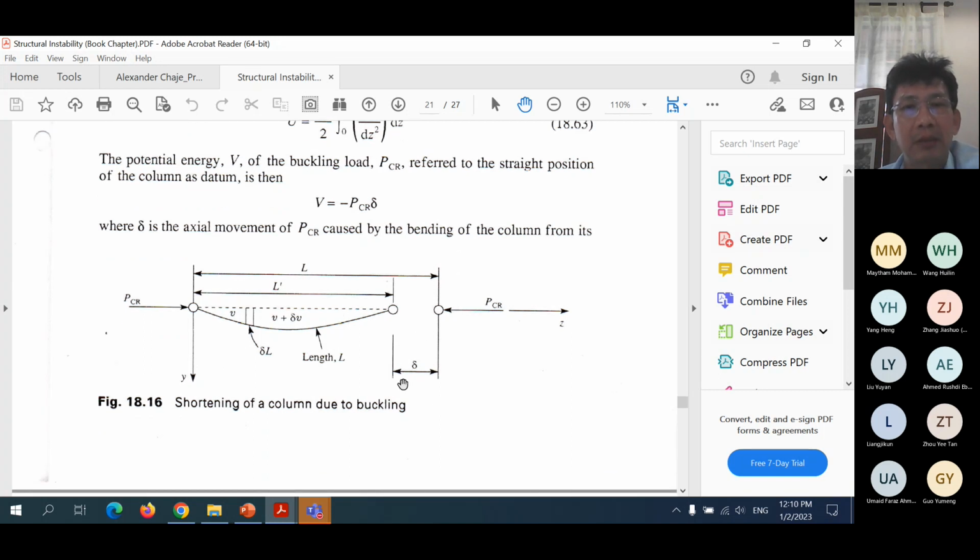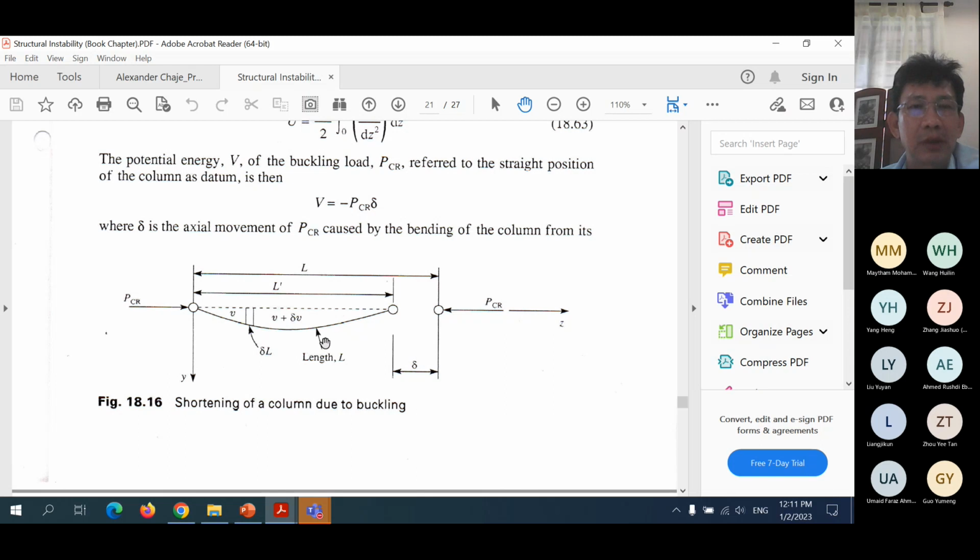Now referring to this diagram here, originally the member is straight, the length is L. The straight member, the length is L, then it bends into this shape. So in the x-axis direction now, or z-axis direction now, if we measure here, the length becomes L prime. But the bend length here remains the same. This is the assumption that we make. It will bend into this bend shape, but the total bend length is the same. So you see the length L is still equal to L. But if we measure along the z-axis direction, the length is reduced because of this movement delta.